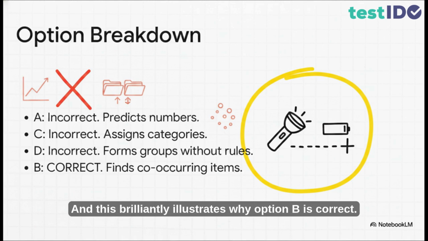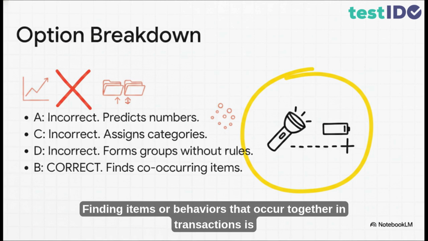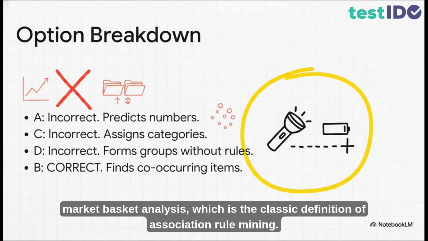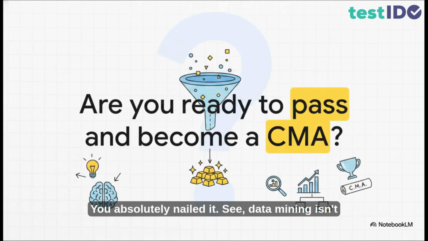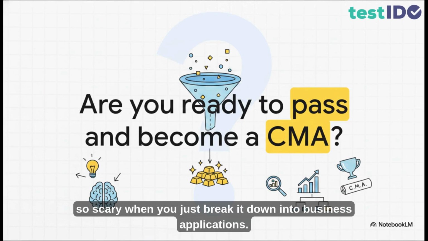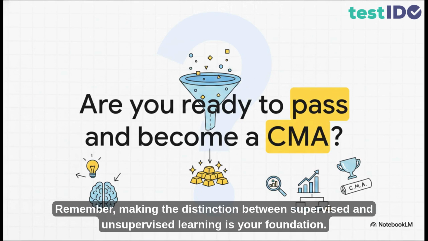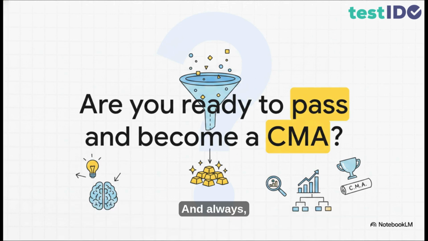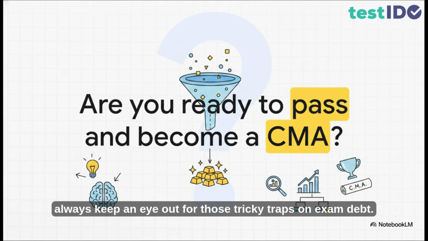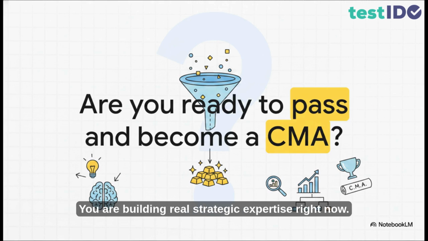And this brilliantly illustrates why option B is correct. Finding items or behaviors that occur together in transactions is market basket analysis, which is the classic definition of association rule mining. You absolutely nailed it. See, data mining isn't so scary when you just break it down into business applications. Remember, making the distinction between supervised and unsupervised learning is your foundation. And always keep an eye out for those tricky traps on exam day. You are building real strategic expertise right now. I am so proud of the work you're putting in.